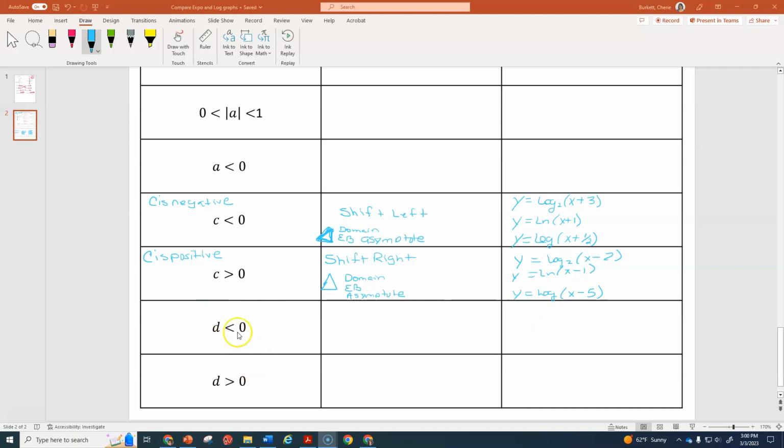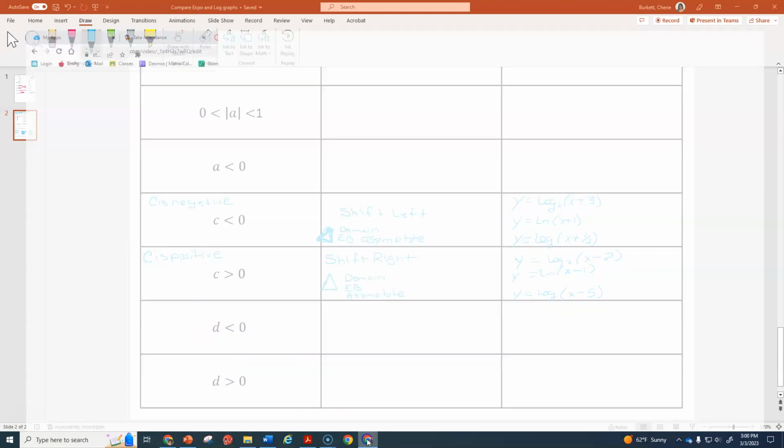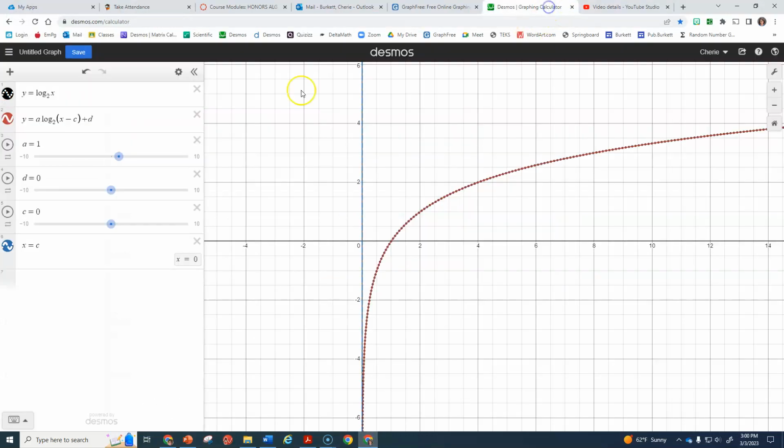Okay, the next thing we're going to do is jump over here and look at the D values. When D goes positive, it shifts up. When D is negative, it shifts down. Be careful. Seeing the shifting happen, it looks kind of like it's maybe changing shape. It is not changing shape. It is staying the exact same shape. We're simply changing its location. We're physically shoving it up or pushing it down. It is not changing its shape.